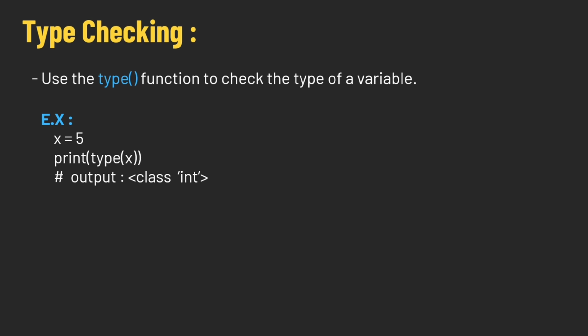Python provides the type function to check the type of a variable. For example, x is equal to 5. Here, x is an integer. Type checking helps prevent errors. For example, you wouldn't add a string to an integer directly. It ensures that functions receive arguments of the correct type. Dynamic typing in Python allows flexibility, but type checking keeps things in check.